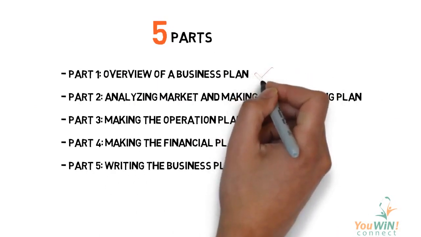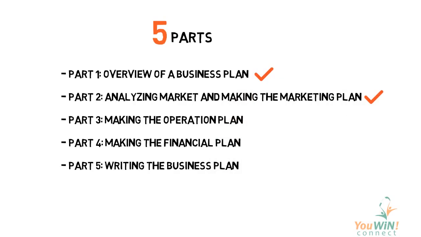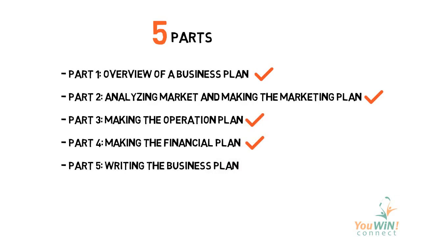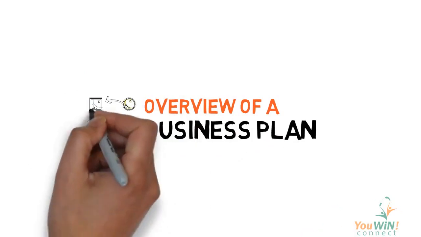The first part is an overview of a business plan. The second part is analyzing the market and making a marketing plan. The third part is making the operational plan. And the fourth part, making the financial plan. And then finally, part 5, writing the business plan. Part 1, overview of a business plan.